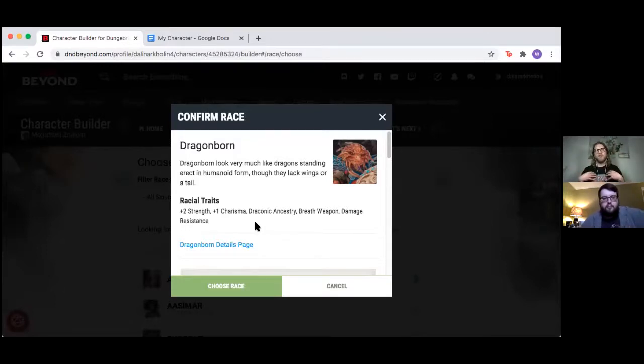And my Dragonborn, I'm going to be a wizard. So I am not the archetype. I'm not going to be adding that +2 to my strength. I'll be adding it to my wisdom. The charisma, I'll go ahead and keep. The +1 to charisma, I'll go ahead and keep that. I think that'll be nice.